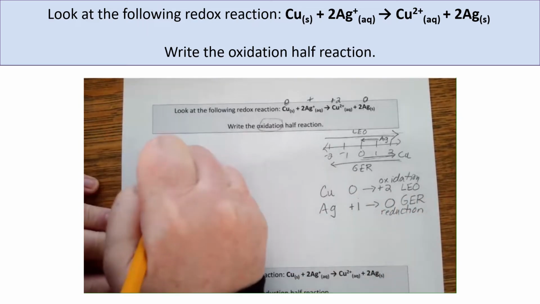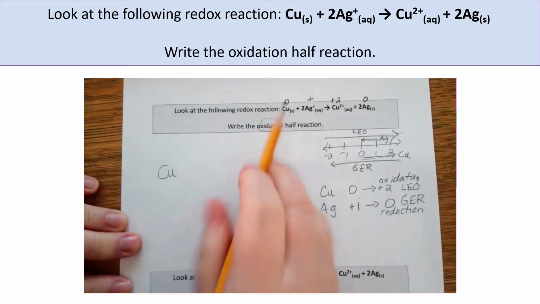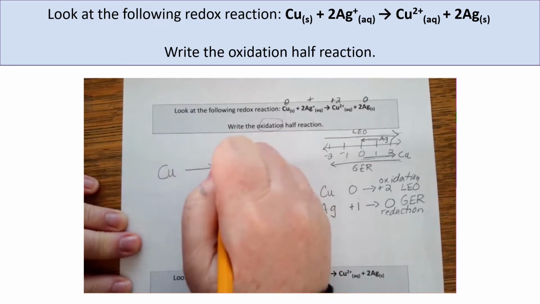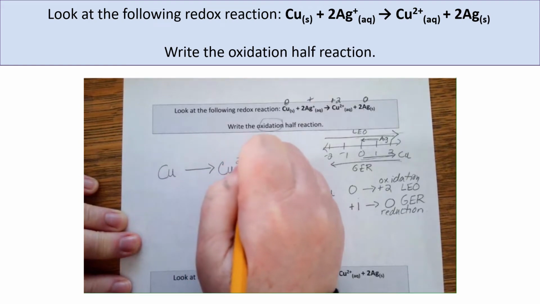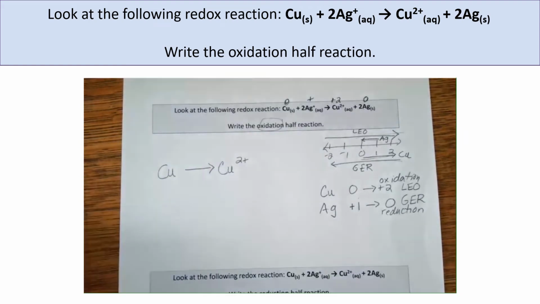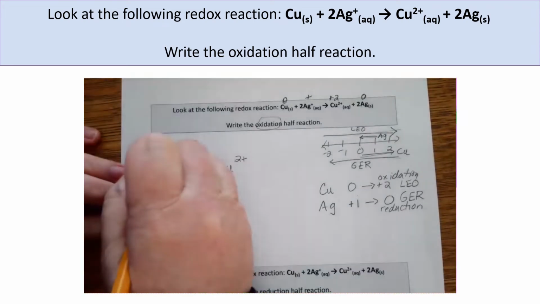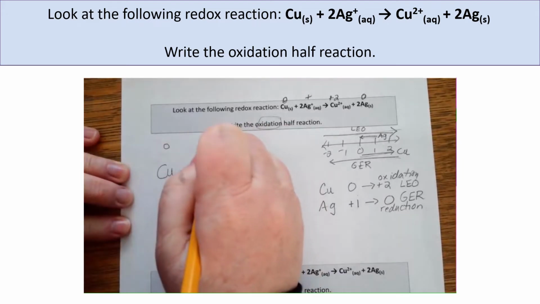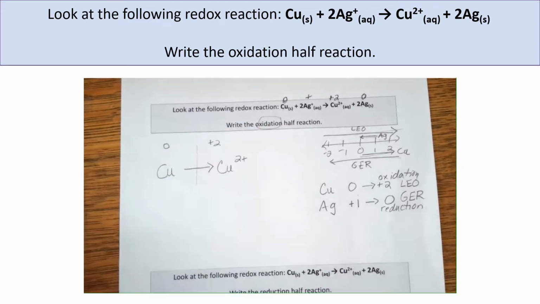Okay, so let's write the oxidation. We have Cu, which is what we started with. On the other side, it's Cu2 plus. Now our last step is to make sure charge is balanced. Well, here's our divider. This side has a charge of 0. This side has a charge of +2. That is not possible. I cannot leave it like that, so please fix it.